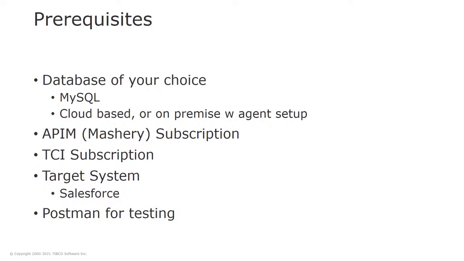Additionally, for this case, we're going to be using a target system. We're going to use Salesforce. The reason I like Salesforce is because they provide a free developer account that makes it very easy to test your integrations against a sample CRM system. And it's nice because it doesn't expire as long as you use it occasionally and log in and make sure that it's still active. And of course, we're going to be using Postman to simulate our API calls to our Mashery system.